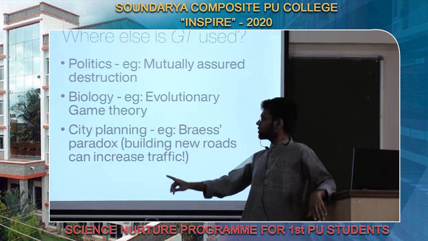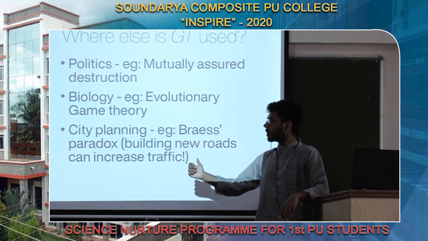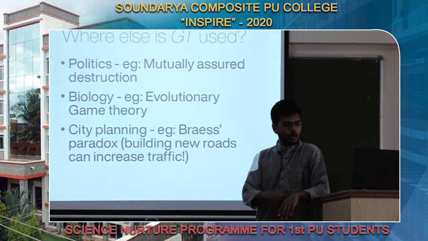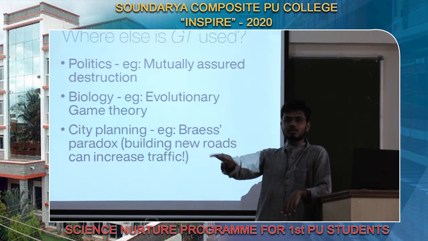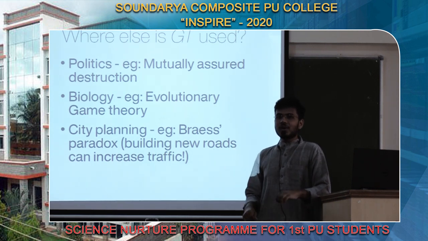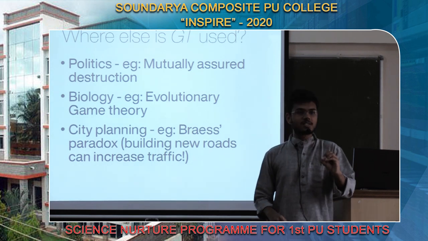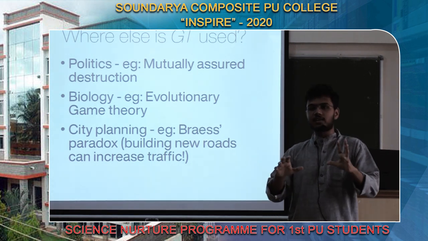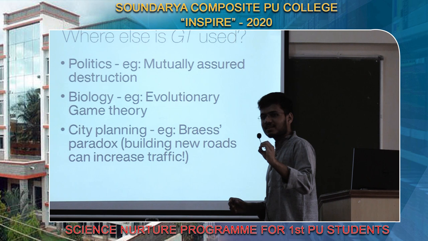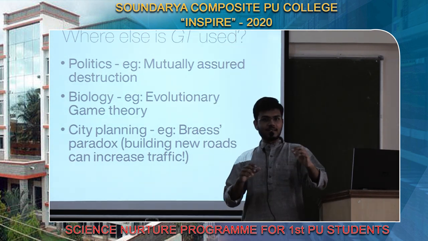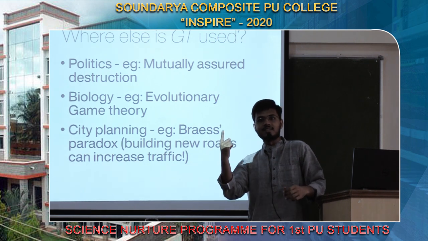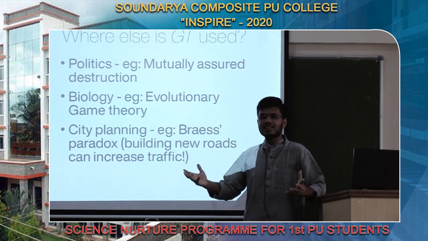And city planning, this is a beautiful example of it. It's called Braess's paradox. If you go home and Google this, you will understand, or you'll spend a few hours looking into this. It turns out that building new roads doesn't actually decrease traffic in all situations. There are certain situations where if you build a new road, the net delay in traffic actually increases. Very counterintuitive. How can that happen?